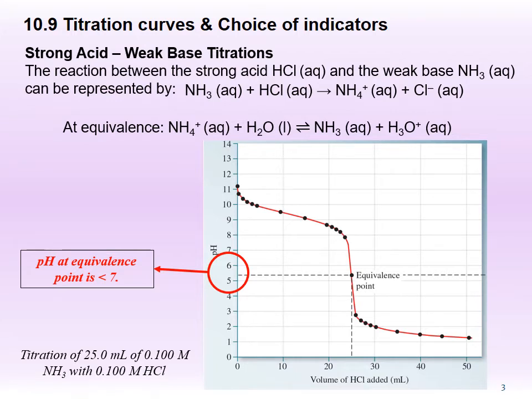Ammonium cation is an acid, so it donates H⁺ to water to become ammonia. Water is a base, so it accepts H⁺ to become the hydronium ion. When hydronium ion is generated, there is an increase in the hydronium ion concentration in solution. This is the cause for the pH at equivalence point being lower than 7.